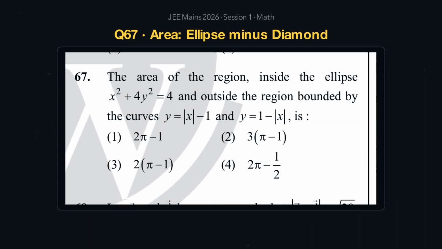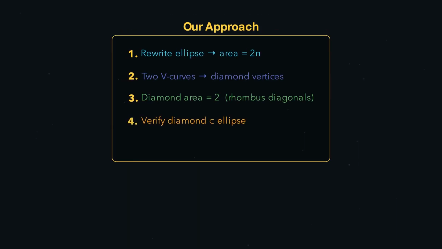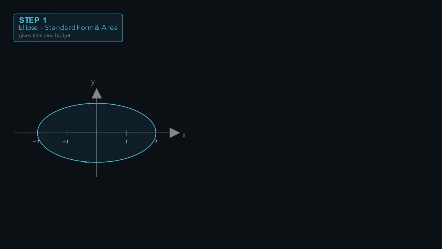Here's a beautiful area question from JEE Maths 2026. We need to find the area inside an ellipse, but outside a region formed by 2 absolute value curves. Here's our approach. First, we'll rewrite the ellipse in standard form and read off its area using the formula pi times a times b. Then, we'll figure out exactly what region those 2 V-shaped curves bound together. Spoiler, it's a diamond. The key move is checking that the diamond fits entirely inside the ellipse.